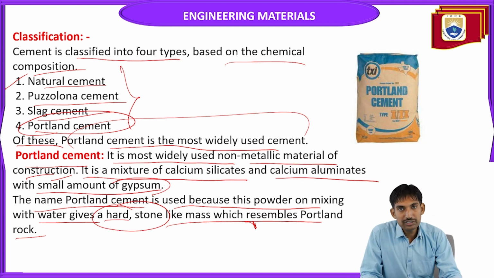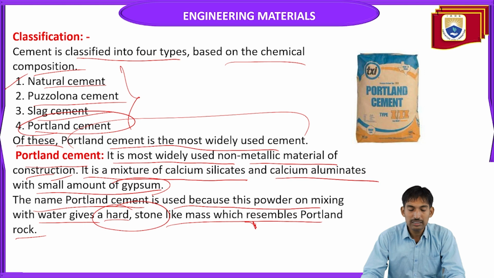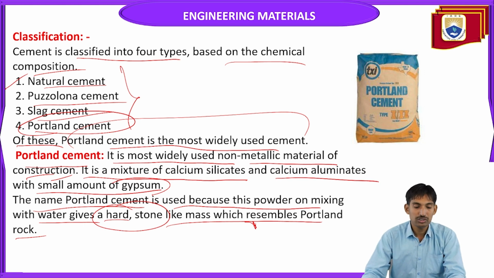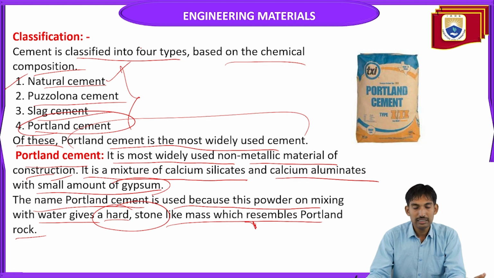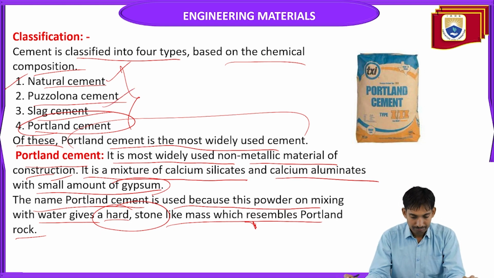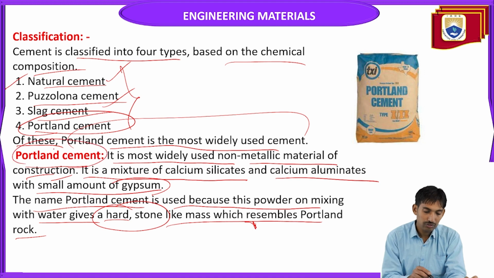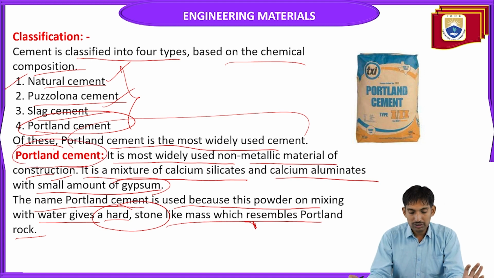Cement is classified into four types based on different chemical compositions. The first one is natural cement, the next is Puzzolana cement, the third is slag cement, and the fourth is Portland cement. Portland cement is the most widely used cement. Now we are going to learn about Portland cement. It is the most widely used non-metallic material in the construction field.